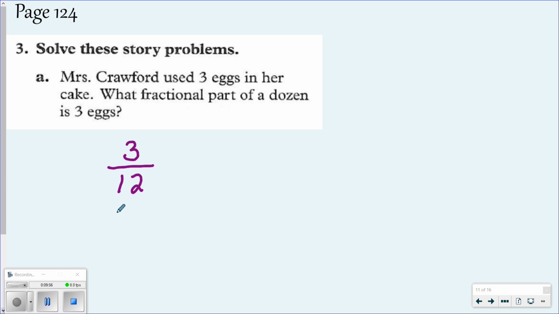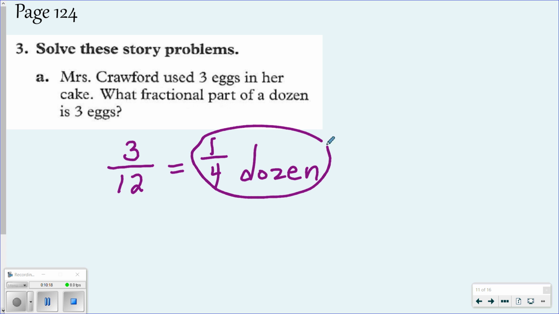So 3/12 would be the fractional part of a dozen. We do want to go on and reduce that, because we can divide both of those by 3. So 3 divided by 3 is 1, and 12 divided by 3 is 4. So she used 1/4 of a dozen. That would be your final answer.